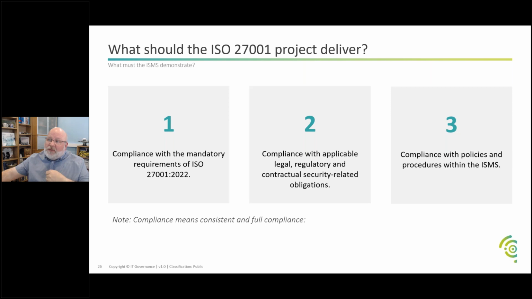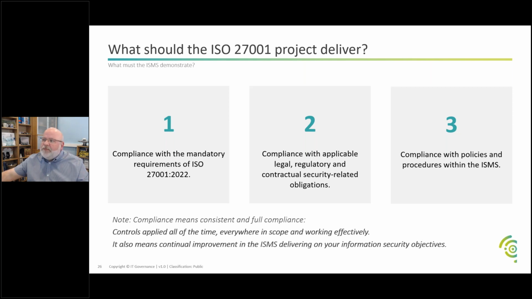So compliance means consistent and full compliance. Controls applied all of the time, everywhere in scope, working effectively and efficiently and delivering what they're meant to be doing. It also means continual improvement. I mentioned that already. The idea is you're continually improving, developing, becoming more effective and more efficient, which is important because then it really works for the business.